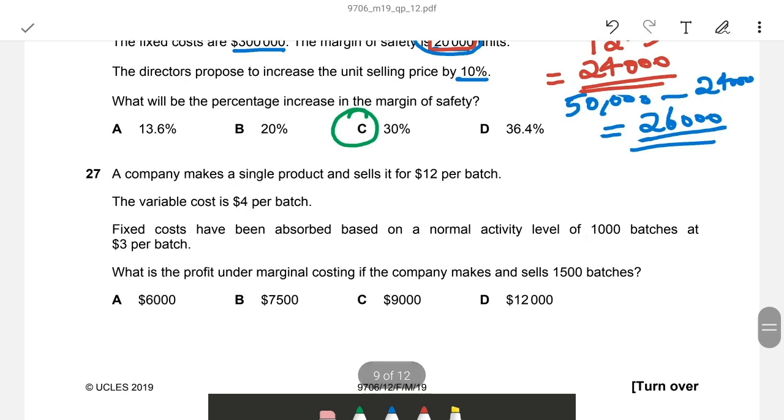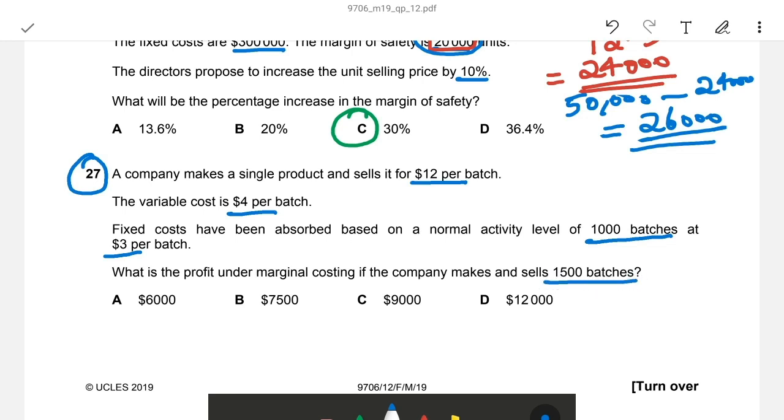Next, 27. A company makes a single product and sells it for 12 per batch. The variable cost is 4 per batch. Fixed costs have been absorbed based on a normal activity level of 1000 batches at 3 per batch. What is the profit under marginal costing if the company makes and sells 1500 batches? How to calculate the profit at marginal cost?